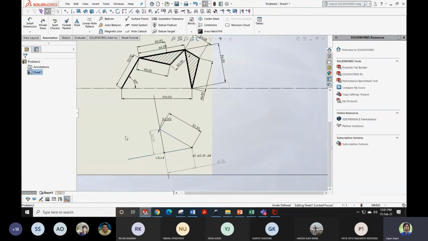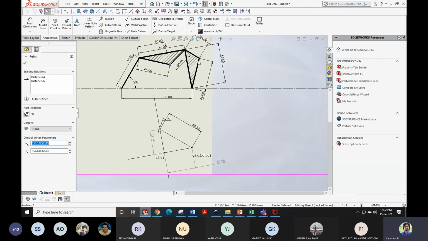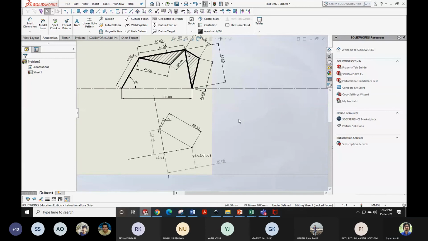Now I will request you to draw the velocity diagram to find out the velocity of the point E, this point, and this point, point F and G. That you do it yourself. Okay, so we can leave now, I think, and we can stop here.